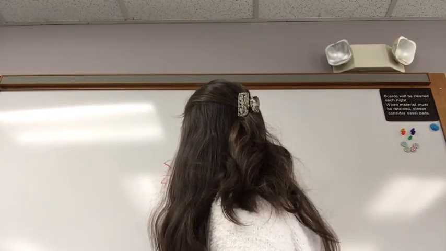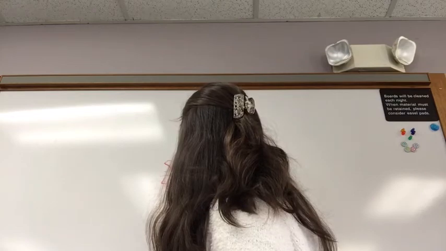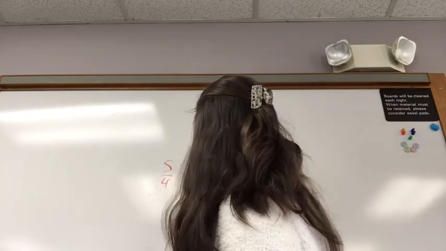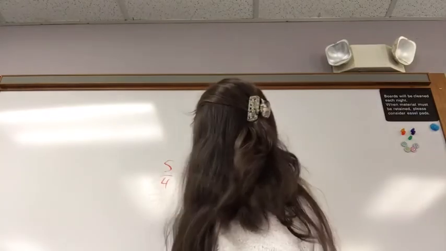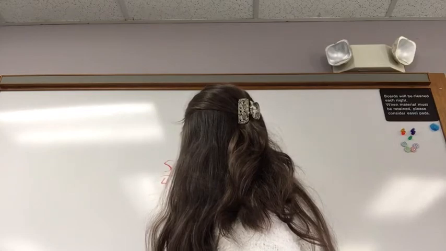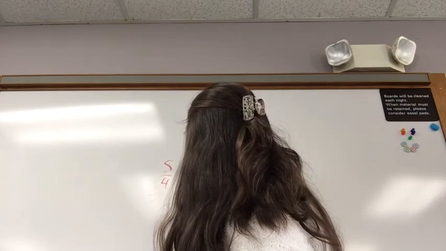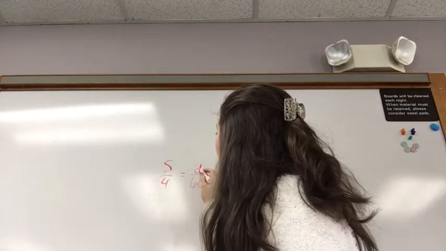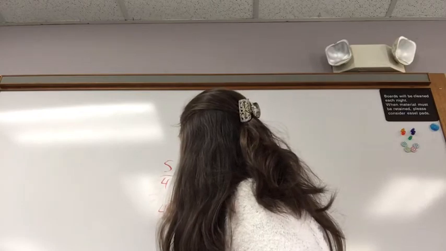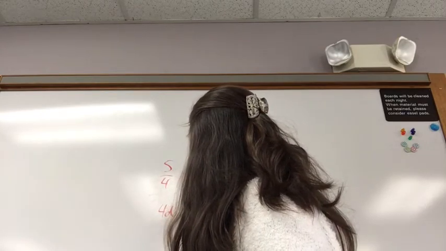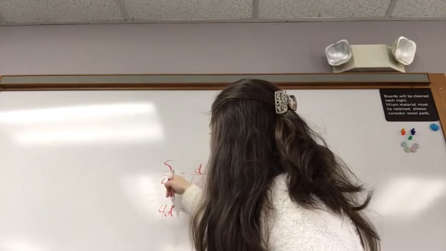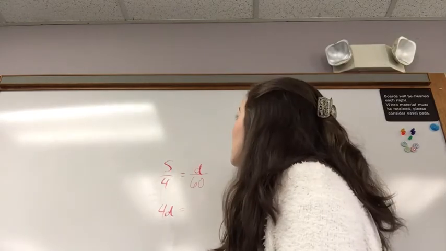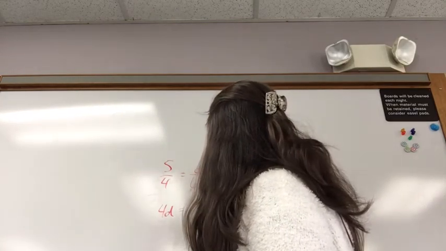So we set up our proportion, and we can use K for knights. Okay, we have 60 knights. So 60 corresponds to 4 for knights, and then we can use D for our dragons. Using our cross multiplication, we can go ahead and multiply 4 times D, which gives us 4D. This is going to equal 5 times 60. And 5 times 60 is 300.